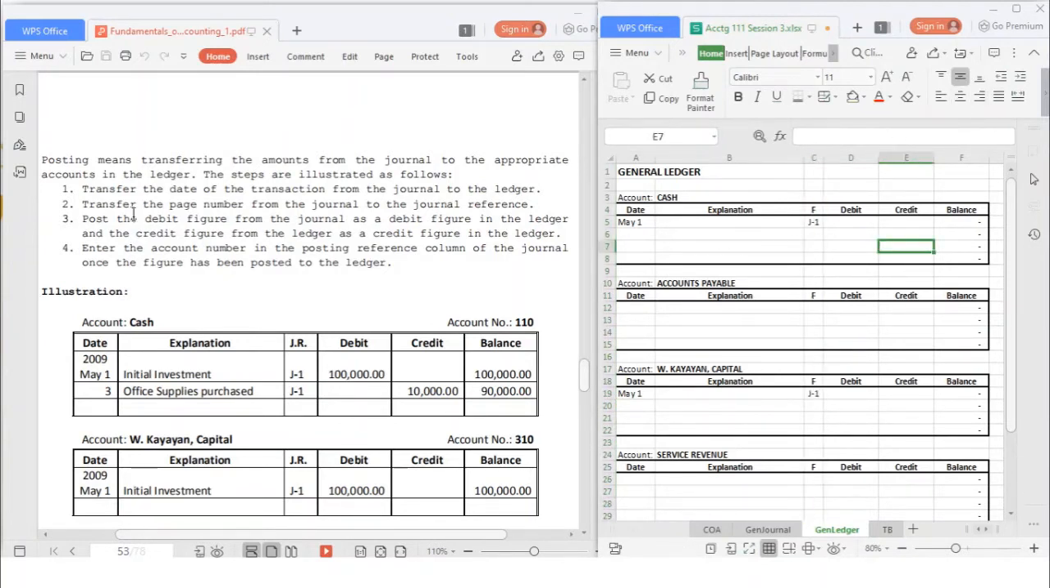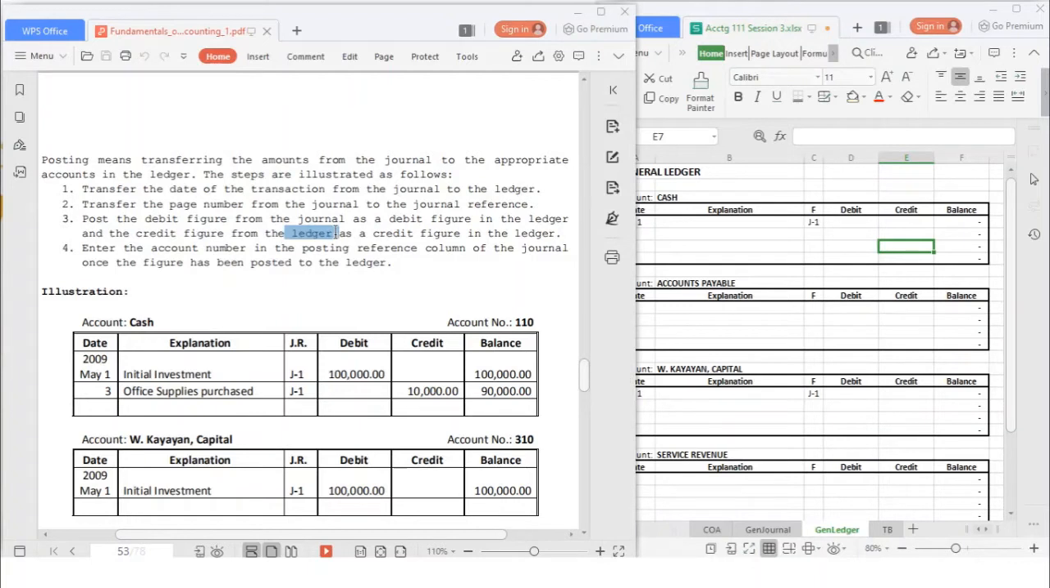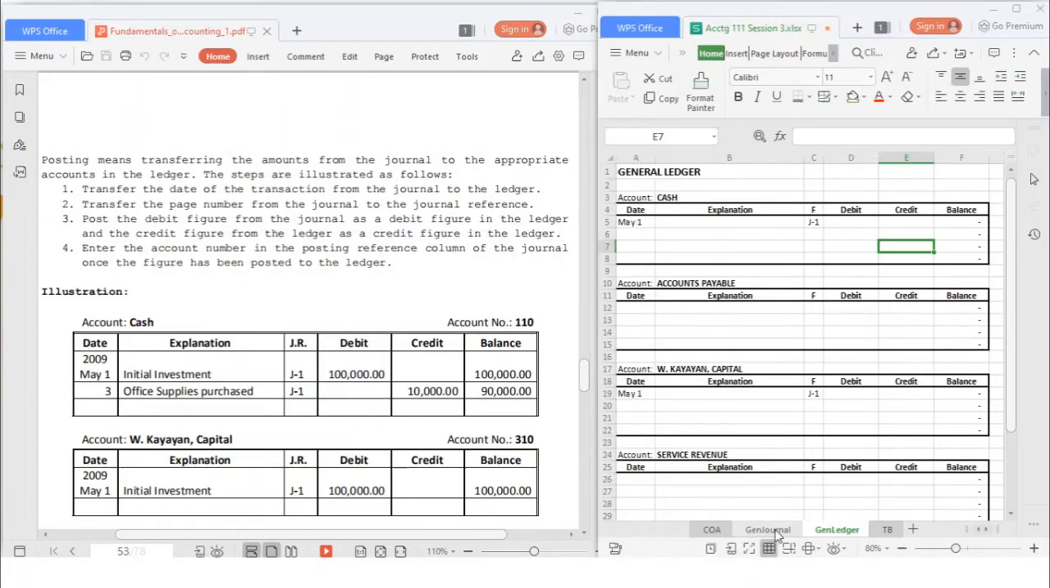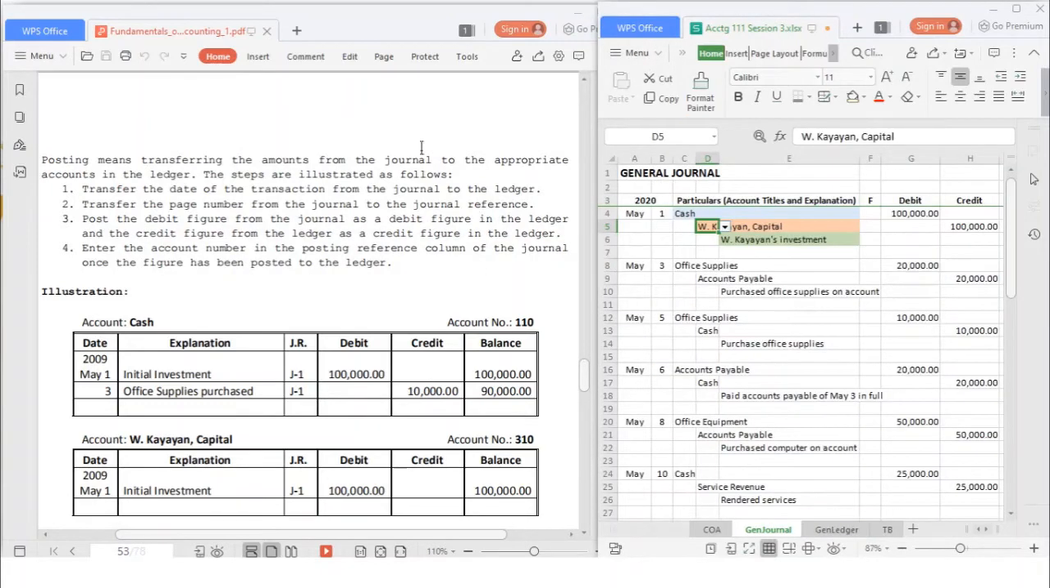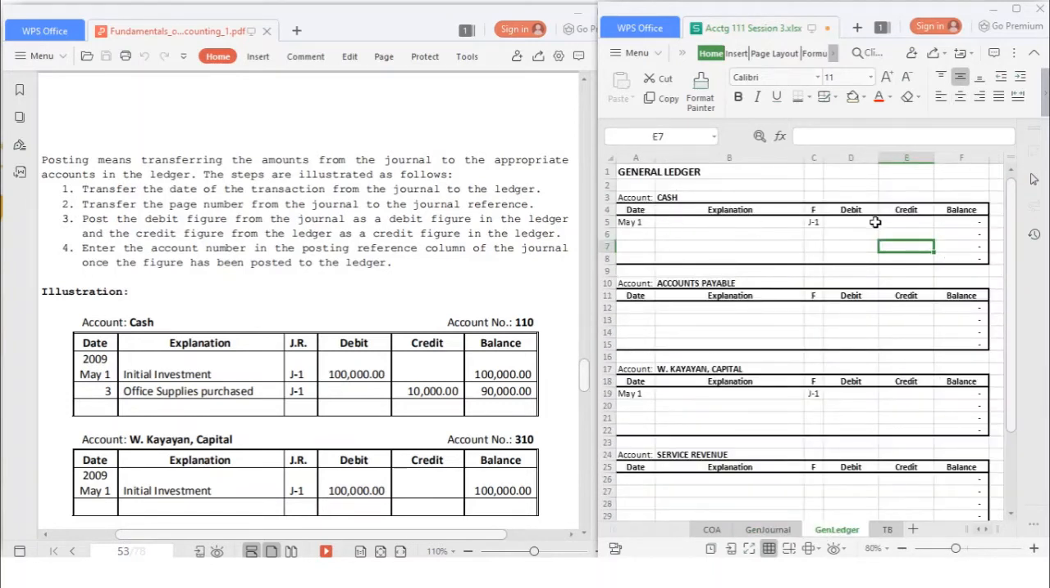Next is post the debit figure from the journal as a debit figure in the ledger, and the credit figure from the journal as a credit figure in the ledger. So arita balik sa tong journal. Unsa man ang naay debit o credit dire? Ang gi-debit is ang cash. Nag-debit ka sa cash og 100. So ari ka sa imong general ledger, cash, ang imong cash is debit ka 100.